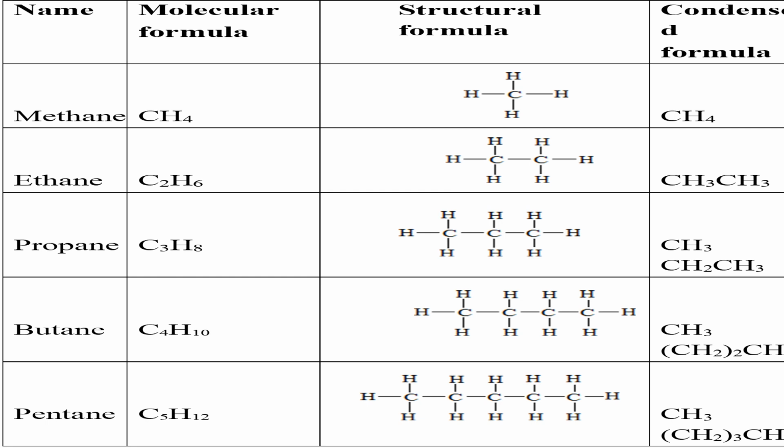So here are some examples of alkanes. In this column, we have alkanes. Here we have molecular formulas. Here we've got their structural formulas. Here we have what is called a condensed formula. What is a condensed formula? You're going to understand as we are discussing each of the examples. So we're going to start with methane.